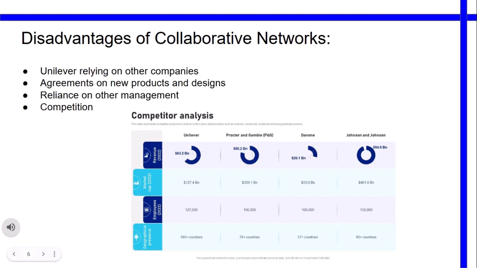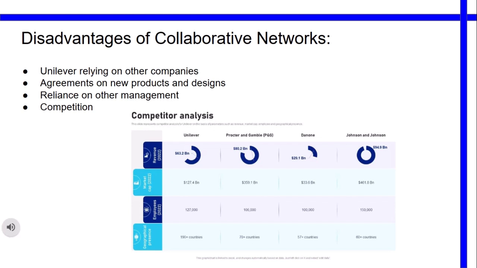Now I will be talking about the disadvantages. So Unilever does rely heavily on other companies. If someone at that collaborative company does anything that can impact members or their supply and demand, get them into legal trouble, any of those negative aspects, both Unilever and the company will be in trouble. It also takes some of the control away from Unilever as a whole.